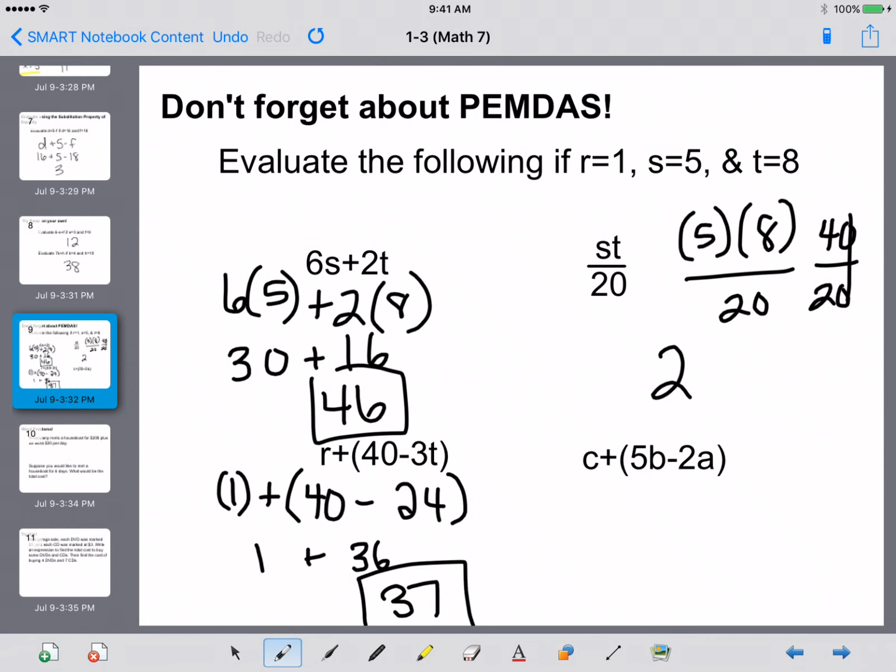And then finally over here, I don't know why I put C. We're just going to skip that one because I can't figure out what I was thinking there. So you only had to do 3.